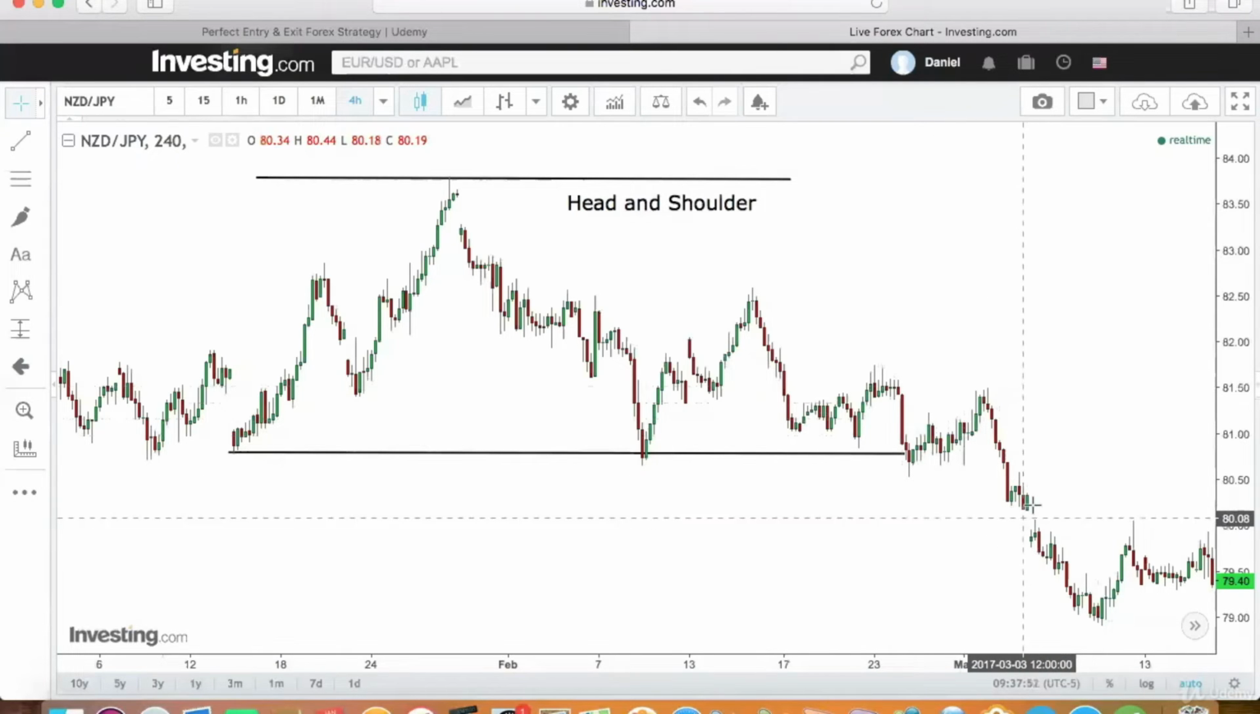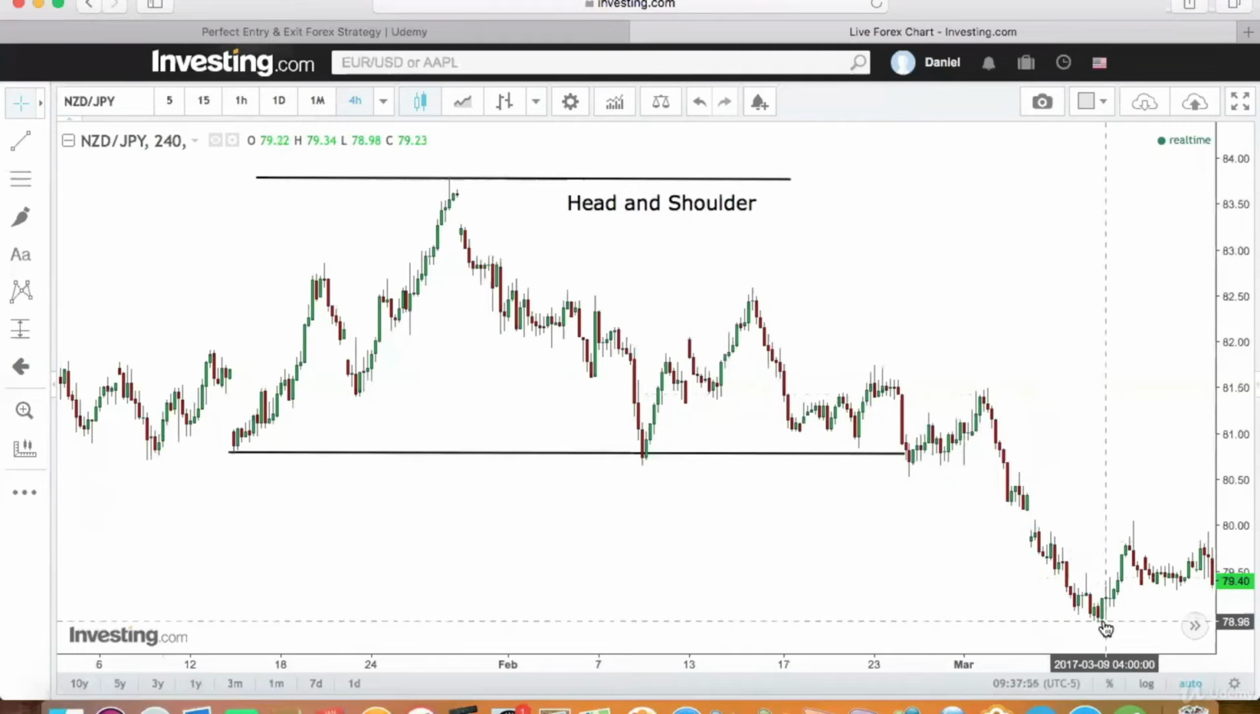this is where you would have taken your sell, and you had a nice momentum to the downside, and you took profits here. So that is a head and shoulders pattern.